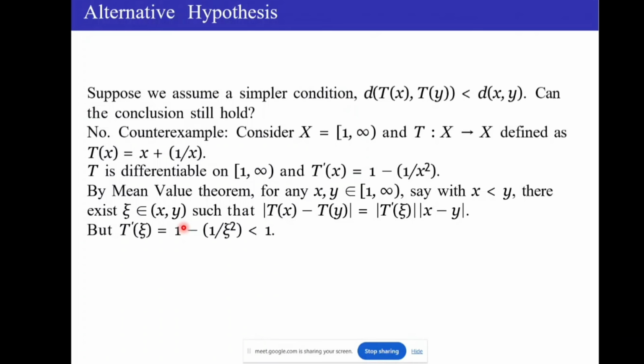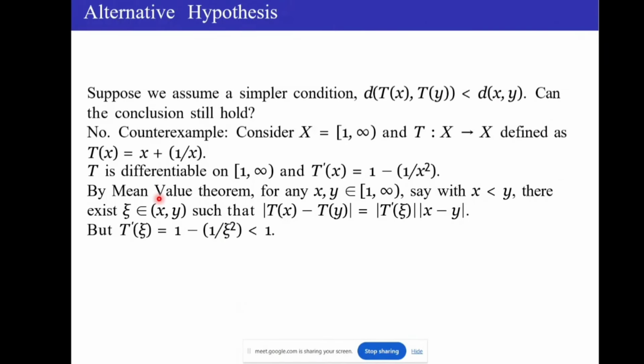But where do x and y lie? It is in 1 to infinity. So xi is also in 1 to infinity. So this 1 by xi square is definitely positive, and 1 minus 1 by xi square will definitely be strictly less than 1. So here we'll have modulus of t of x minus t of y is equal to t dash of xi into modulus of x minus y, and since t dash of xi is strictly less than 1, we have distance of t of x comma t of y is strictly less than distance between x comma y. So this hypothesis is definitely being satisfied.